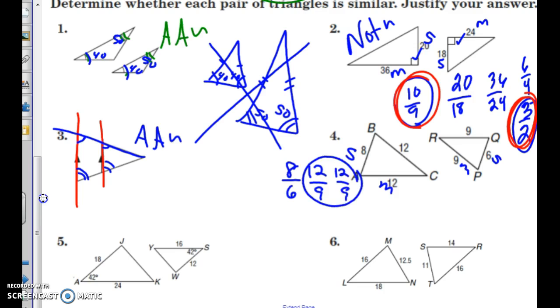Well, these 2 reduce down to be what? 4 over 3. Good. Does this one go down to 4 over 3? Yup. Are they the same? Good. Then this one is side, side, side, similar. Okay, I want you to try 5 and 6.